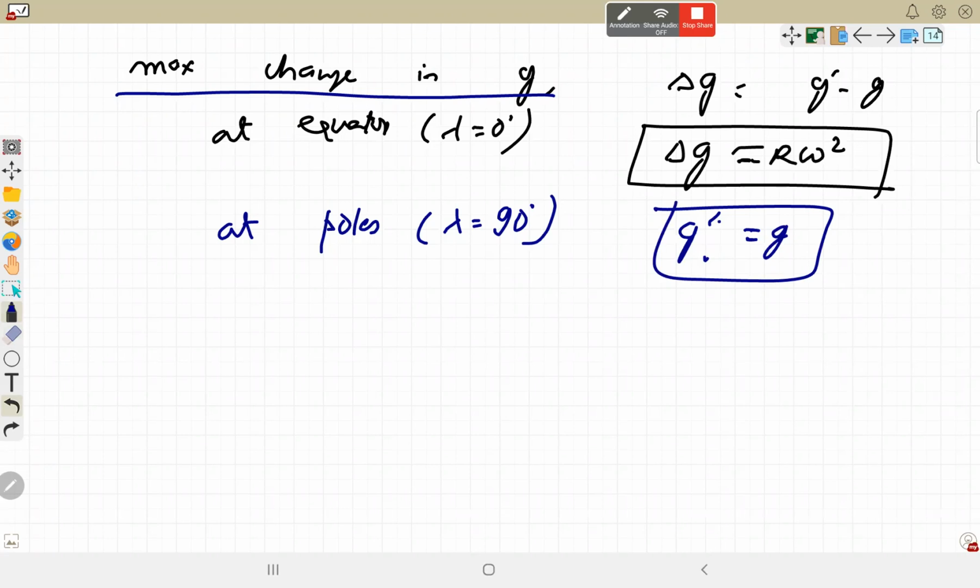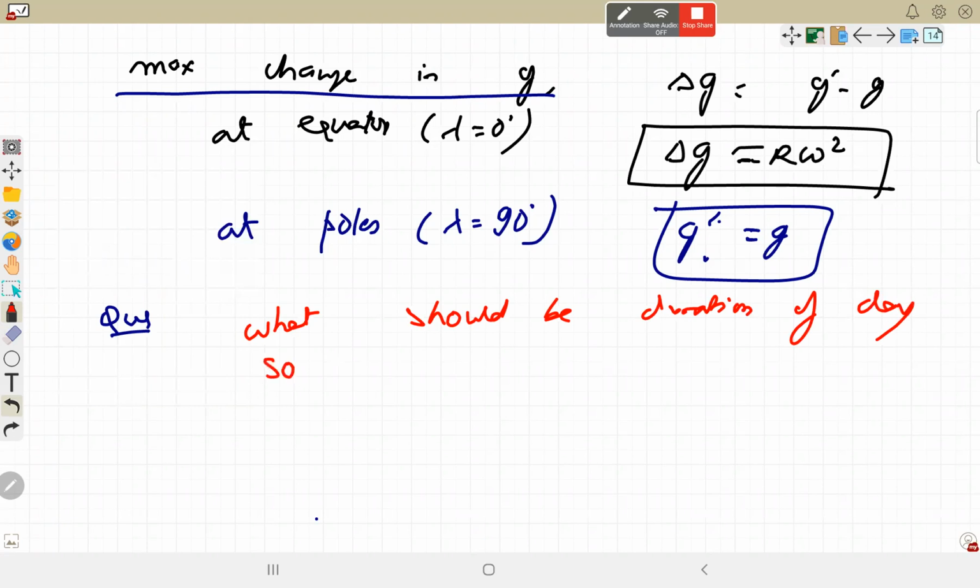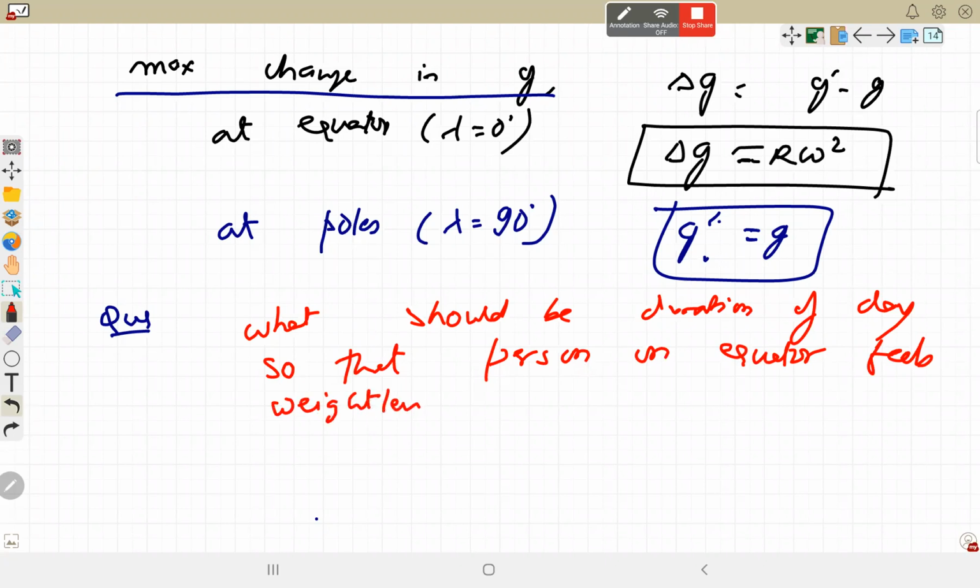So the question that came was: what should be the speed of rotation of Earth so that a person on the equator feels weightlessness? Or what should be the time period of rotation, or the duration of the day, so that a person on the equator feels weightlessness? As the speed of Earth increases, g dash keeps decreasing. So g dash should become zero at that particular speed. Weightlessness means no acceleration. No acceleration means g minus R omega square is zero. From here, omega comes out as root of g by R.